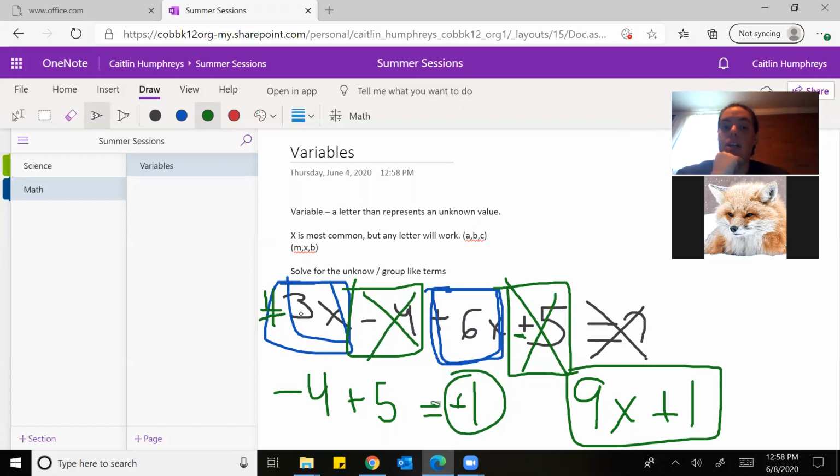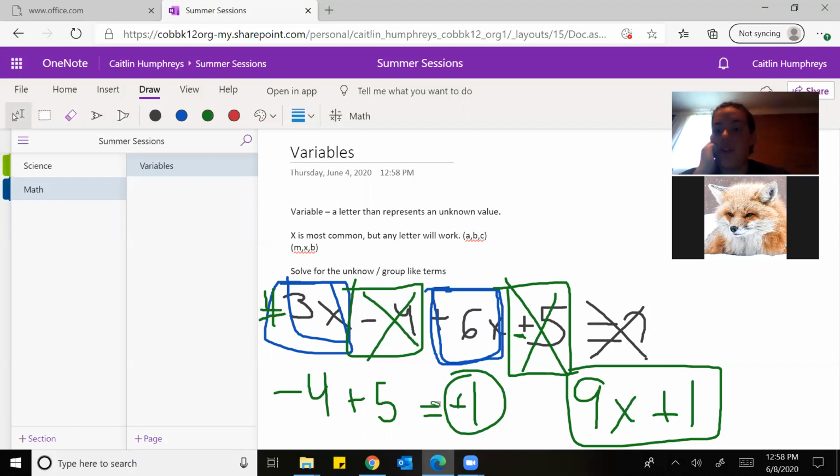Isolate your terms that look the same. Make sure you have the right symbol with the right numbers, that 4 is negative, that 5 is positive. I love colors. I like to highlight those in green and those in blue. And then I've simplified my equation. So that is simplifying or combining like terms.